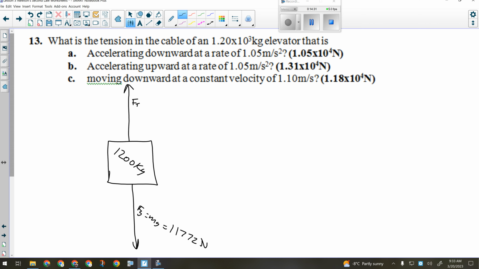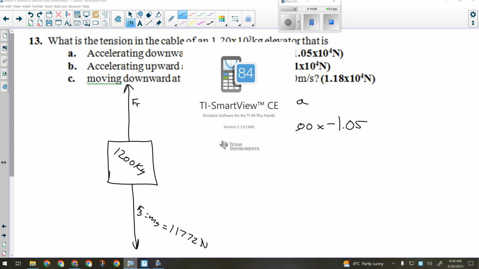So the down force is bigger than the up force. All right, so what I want to calculate right now then is the net force, because I can. I have the mass of the elevator and the acceleration of the elevator. So I'm going to take my 1,200 kilograms and multiply it by negative 1.05 because it's down. When I do that, what does that come out to, just so I don't have to wait for my calculator? 1260 maybe. Negative 1260.